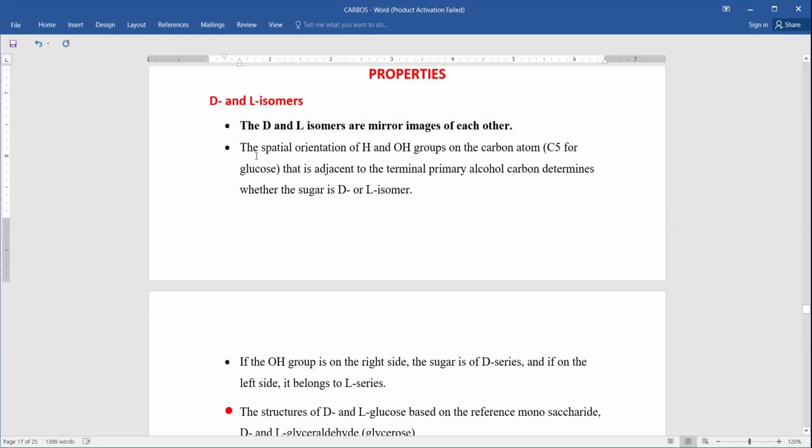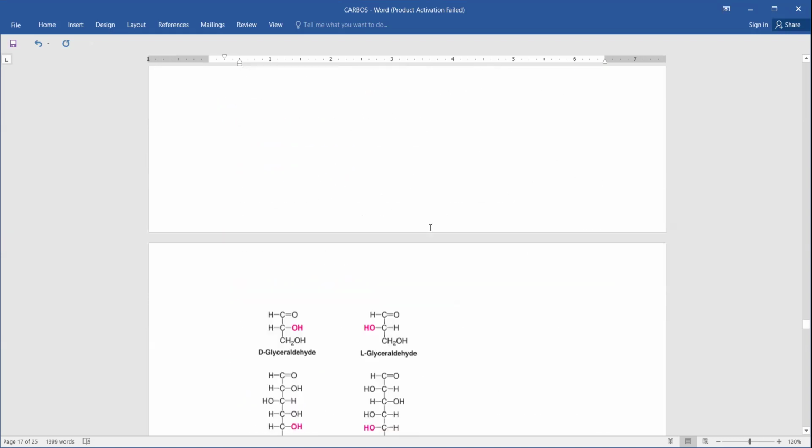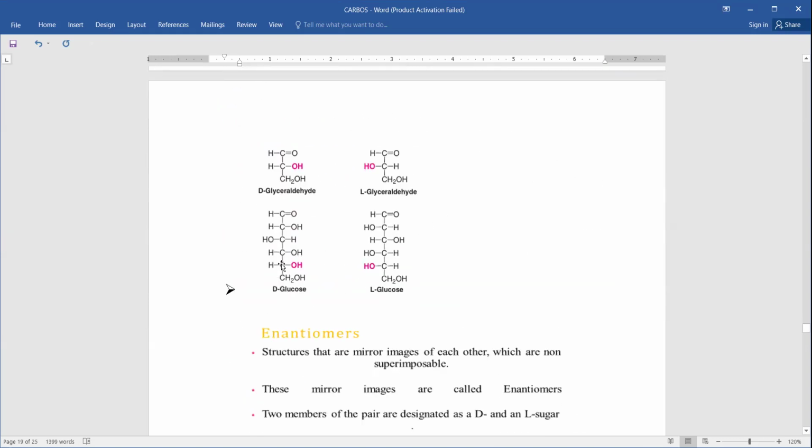And here, the spatial orientation of H and OH groups on the carbon atom, for example in glucose, the fifth carbon, the position of OH and H, whether it is left or right. Based on that, they are called D or L isomers. Here you can see D glucose and L glucose.